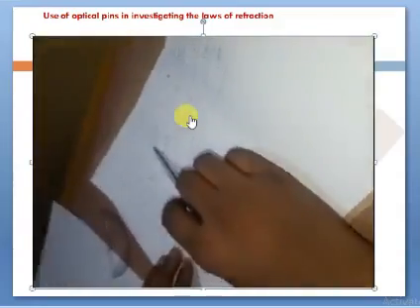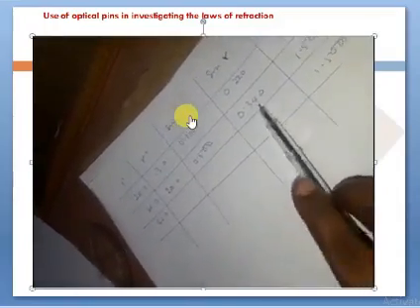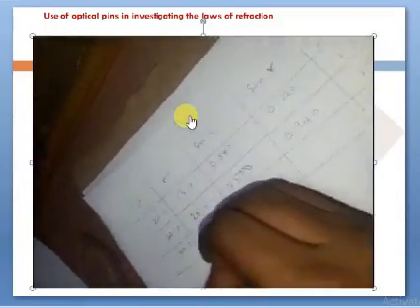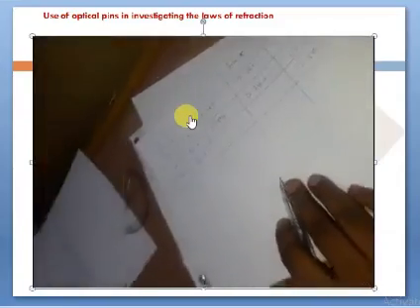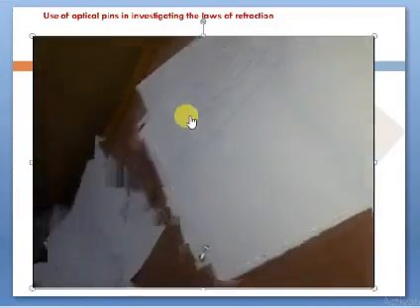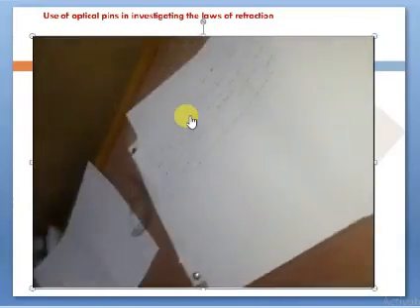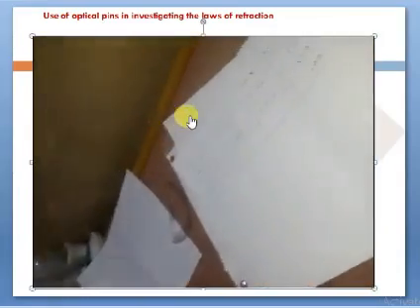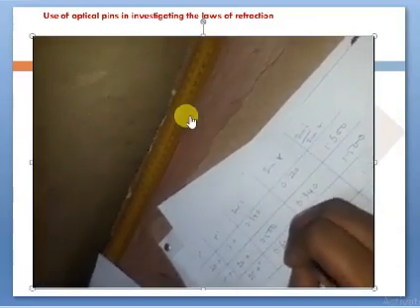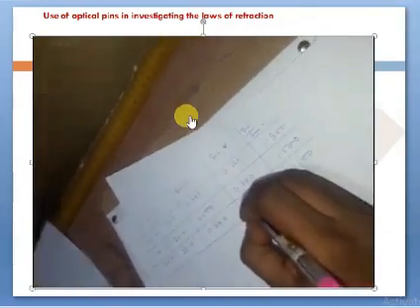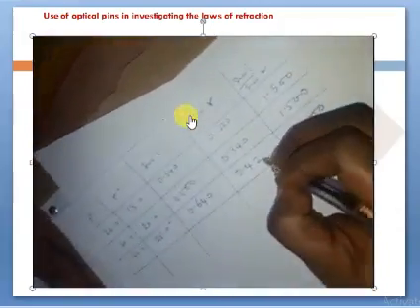Now we do it for several others. We do it for 20, 30. So for 20, you can see your angle of refraction is 13. Now you find the sine of angle of incidence and the sine of angle of what? Refraction. For 30, you can see your angle of refraction. For 40, the angle of refraction is 25. So as you have done that, you find the sine of angle 40 and the sine of angle 25.